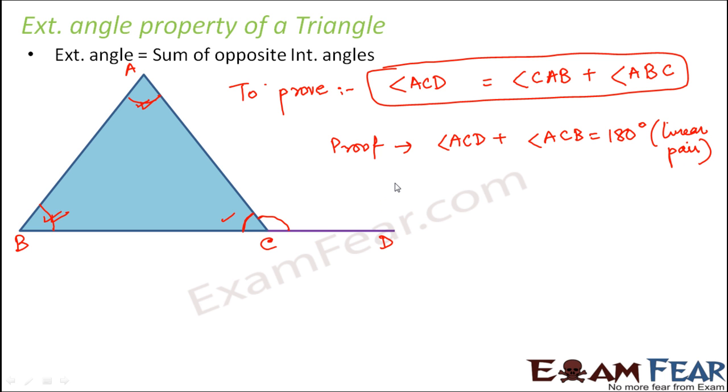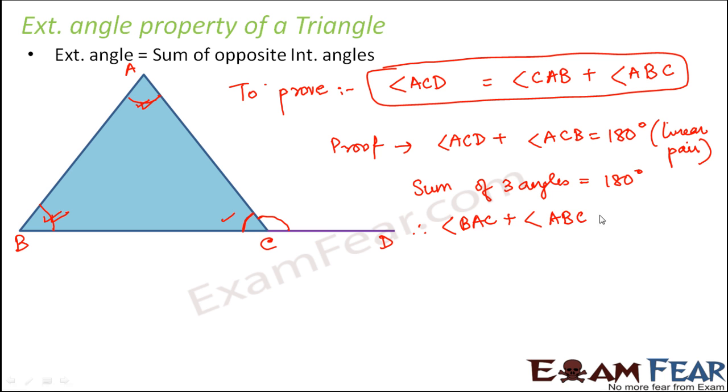Also, what did we learn in the previous section? We learned that sum of three angles of a triangle is equal to 180 degrees. So that is something which we had learned. Therefore we can say that angle BAC plus angle ABC plus angle ACB, that is sum of the three interior angles, is equal to 180 degrees. So this angle plus this angle plus this angle is equal to 180 degrees.